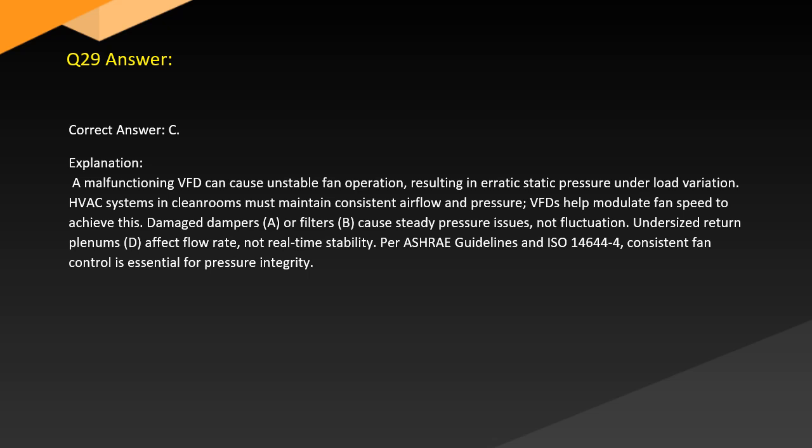Stuck dampers, A, or clogged filters, B, cause steady pressure issues, not fluctuation. Undersized return plenums, D, affect flow rate, not real-time stability. Per ASHRAE guidelines and ISO 14644-4, consistent fan control is essential for pressure integrity.